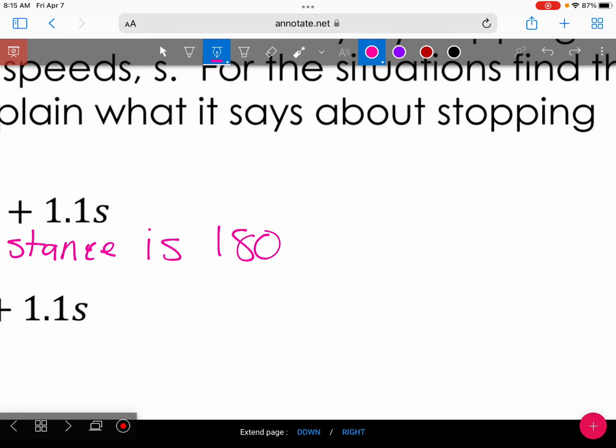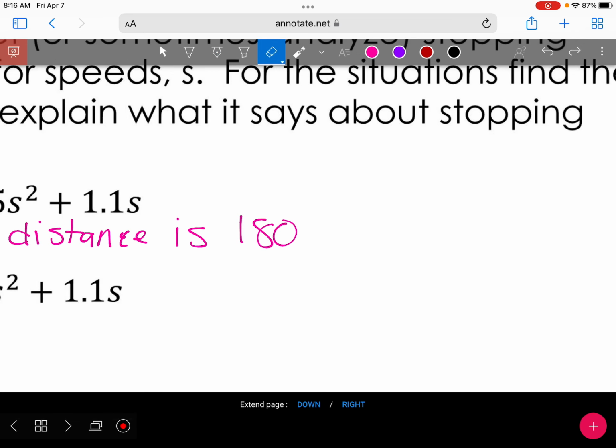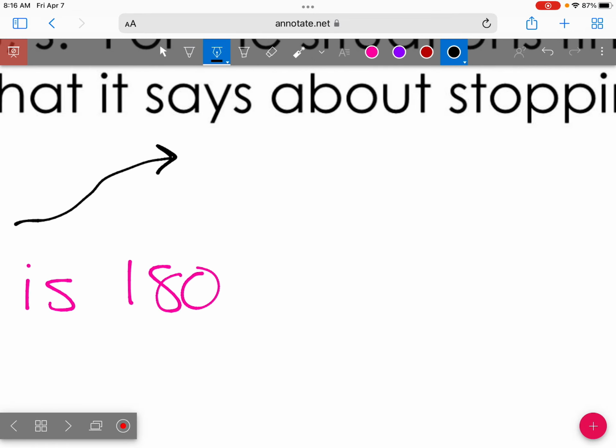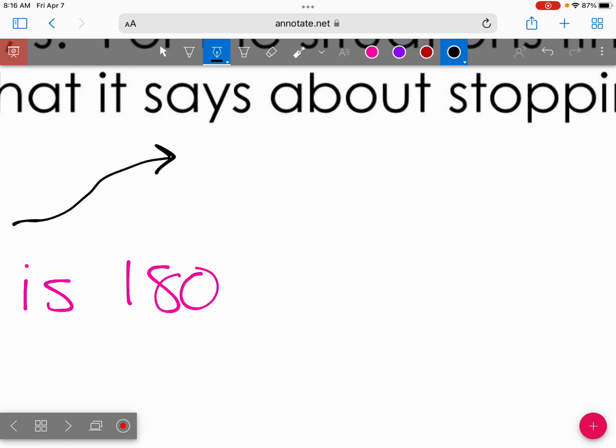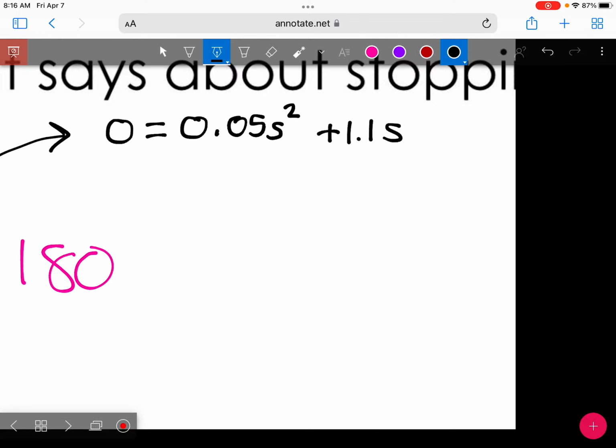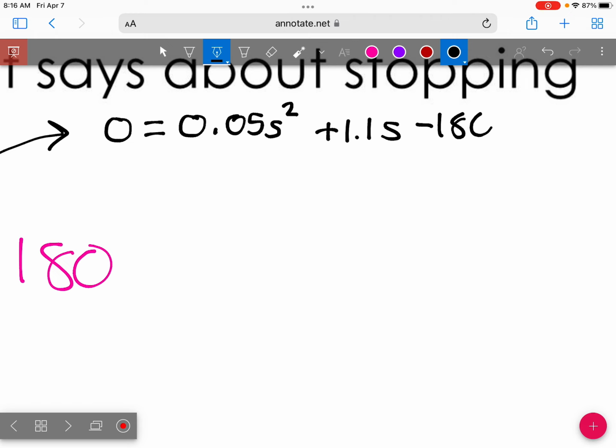In order to solve and find out what that speed is, we need to take this and make it equal 0. So what do I do to make this equal 0? Subtract the 180. We're going to have 0 equals 0.05 s squared plus 1.1 s minus 180.